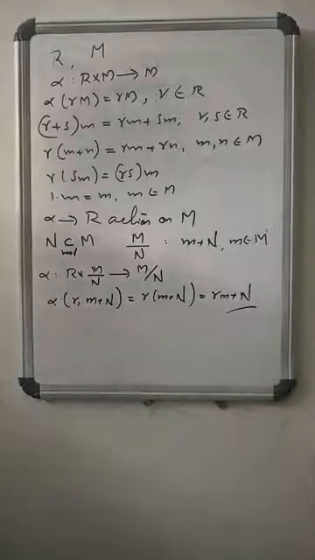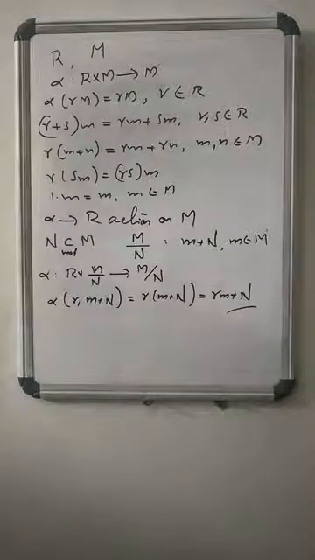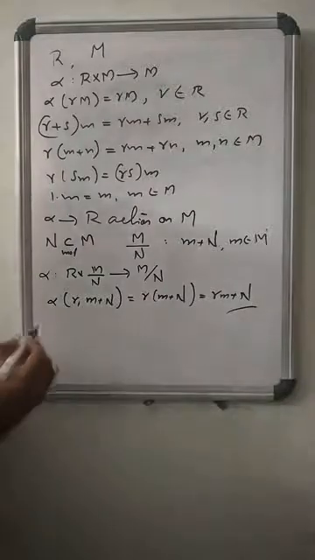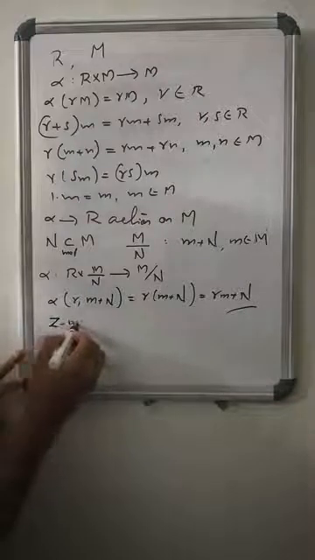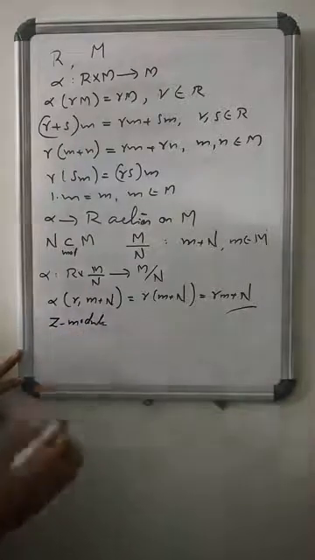M by N is a quotient module only when N is a submodule of M. Agreed. Now, what is a Z module? Next, Z module. Z module is nothing but an abelian group, an R module.